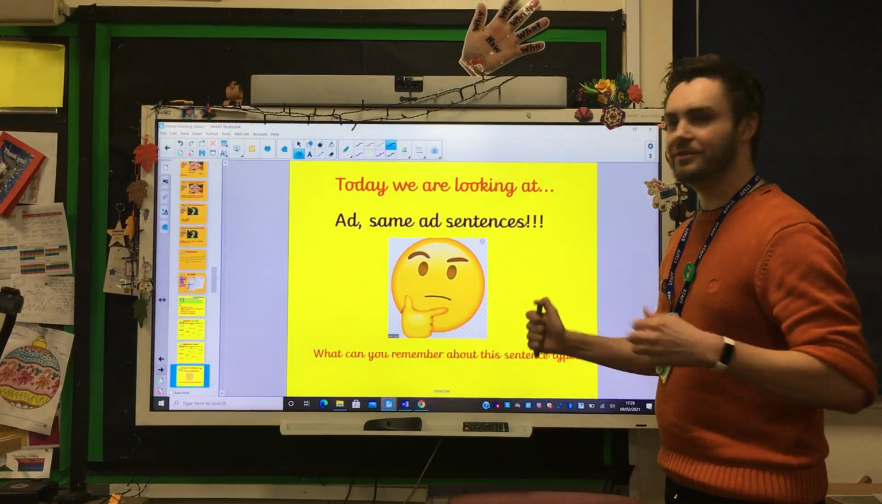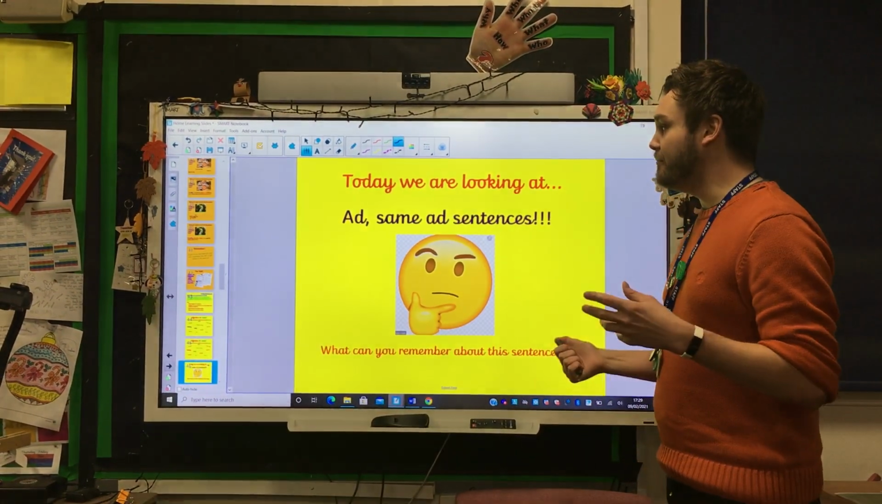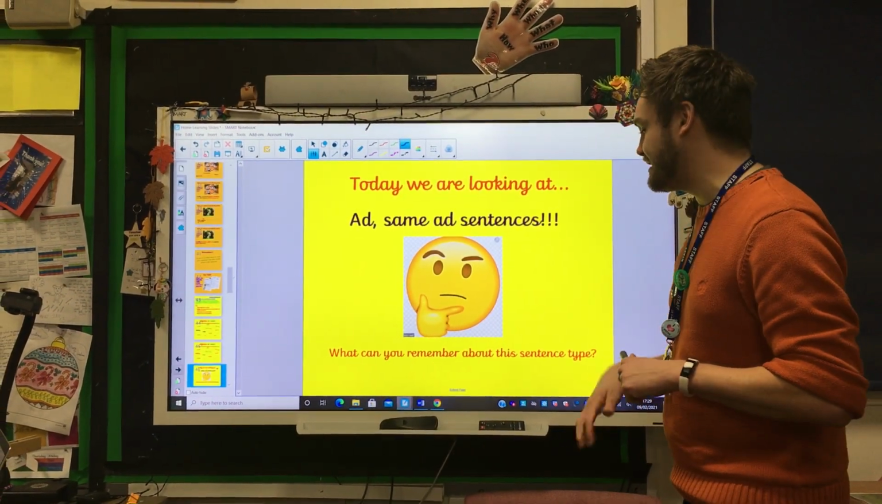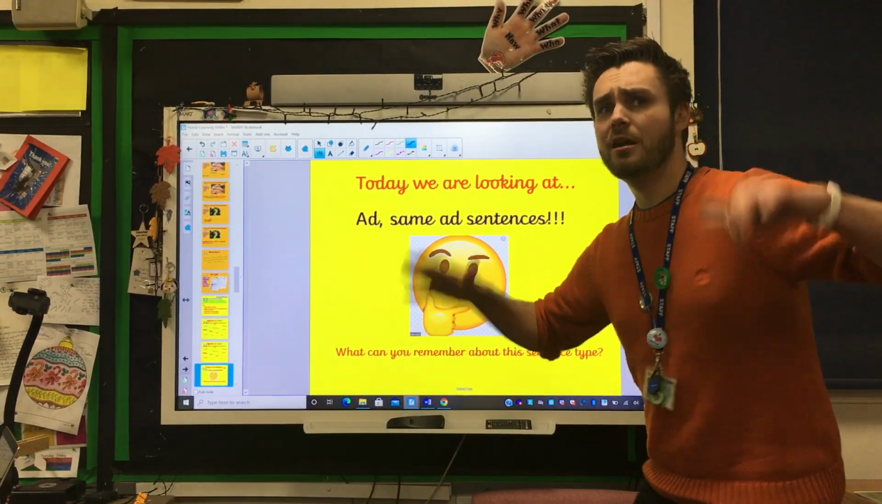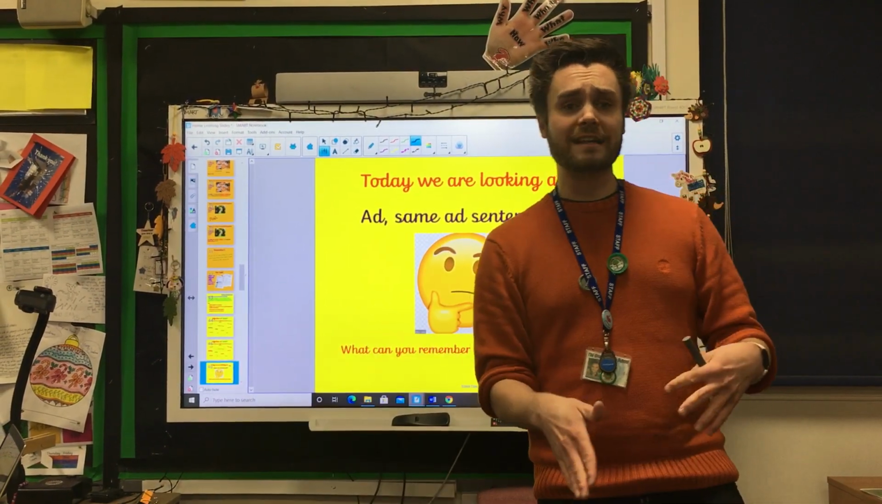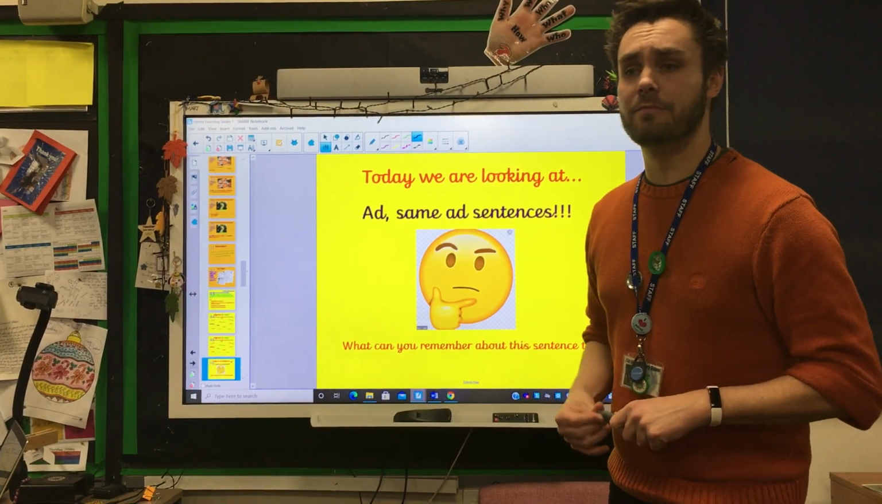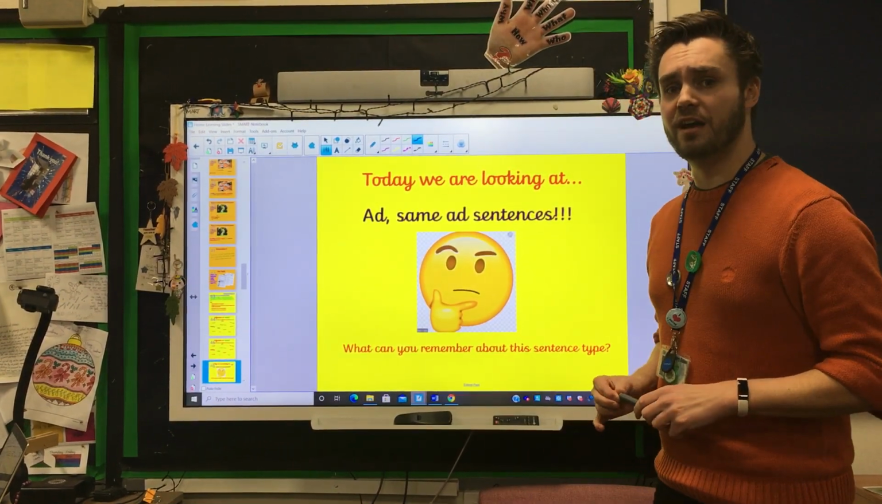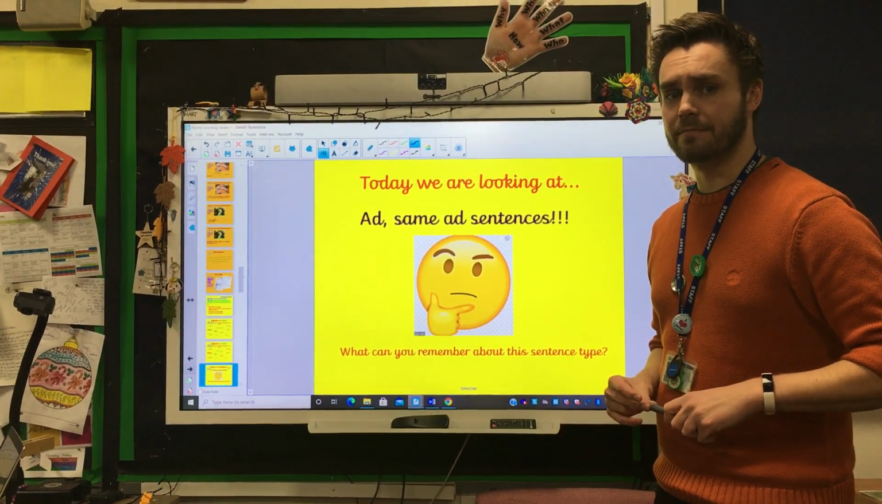So, look who's back. It's our thoughtful emoji, and we are today looking at add, same, add sentences. So what can you remember about the sentence type? Pause, contemplate, write some notes, come back to me in a few moments, and we'll go through what they are shortly. See you in a moment.